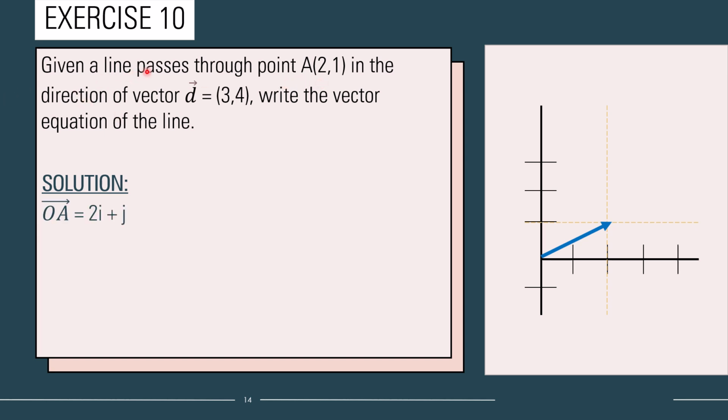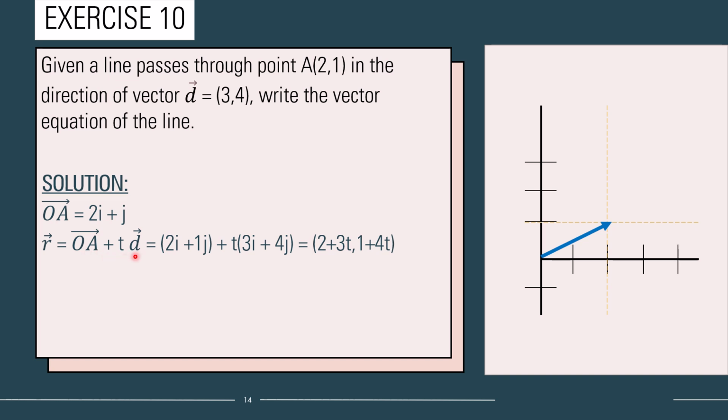Okay, how do we do that? First of all, you have A, which is the point 2i + j. Now vector R, which we are going to say is a line which passes through, is equal to OA + tD.